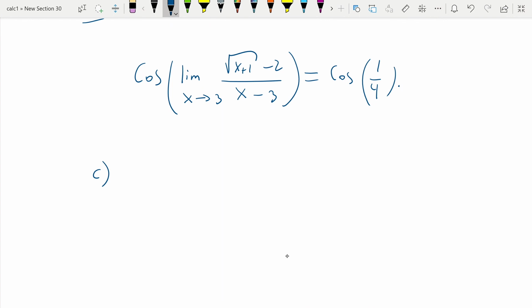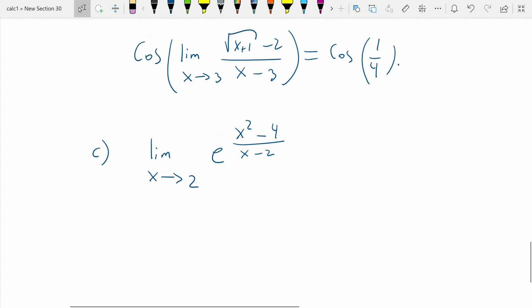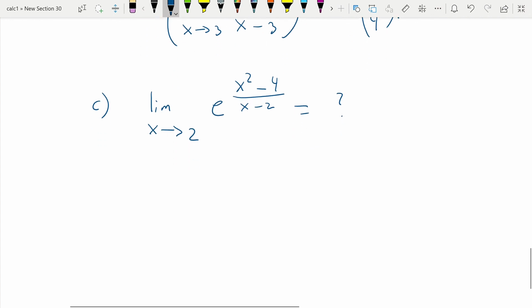For C, we may be asked to use the same principle, so compute the limit as x approaches 2 of e to the x squared minus 4 divided by x minus 2. So what is this? Again, e to the x is continuous.